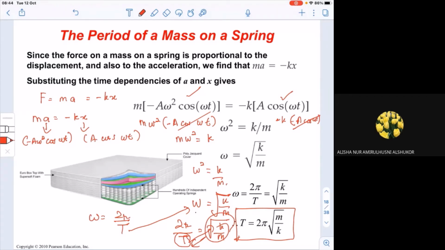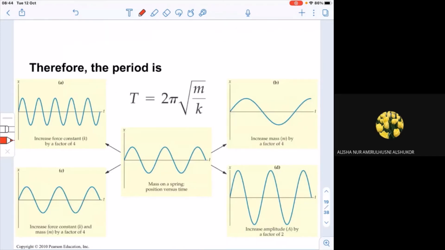Normally, we put time as t. Period is T, but the unit is still second for both. Therefore, the period is T equals 2 pi square root of m over k. So you can see there are some differences. You can look at how they differentiate between one period.